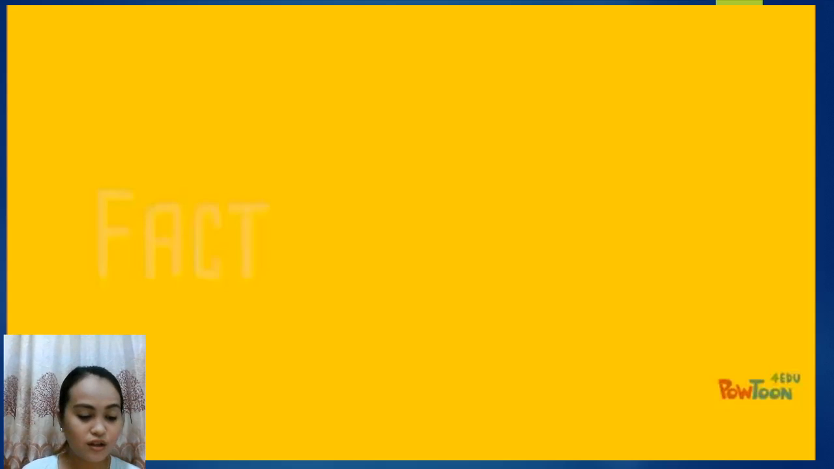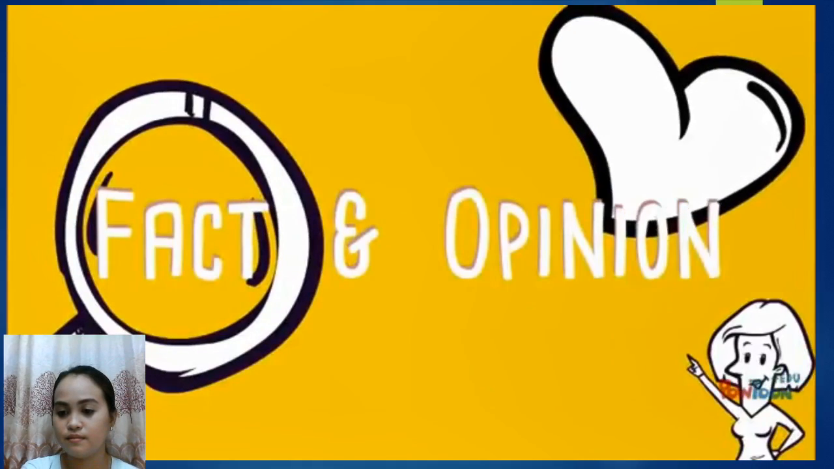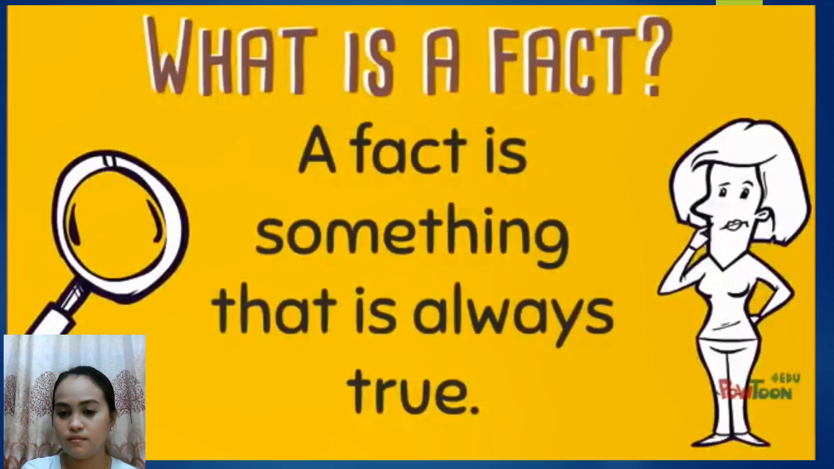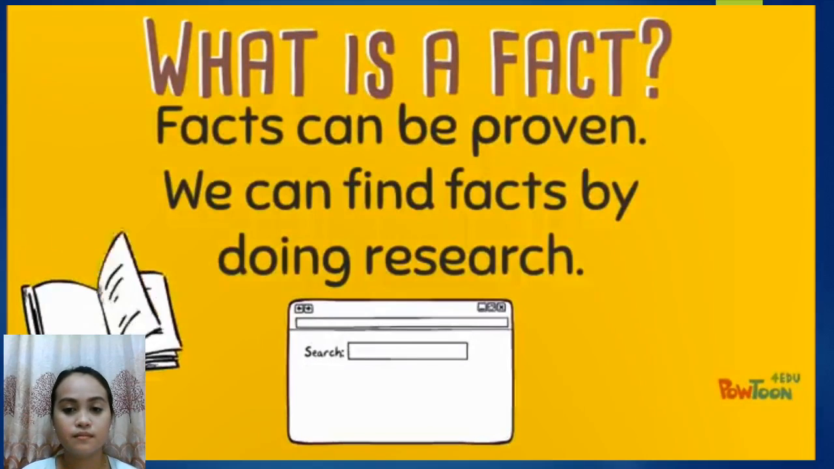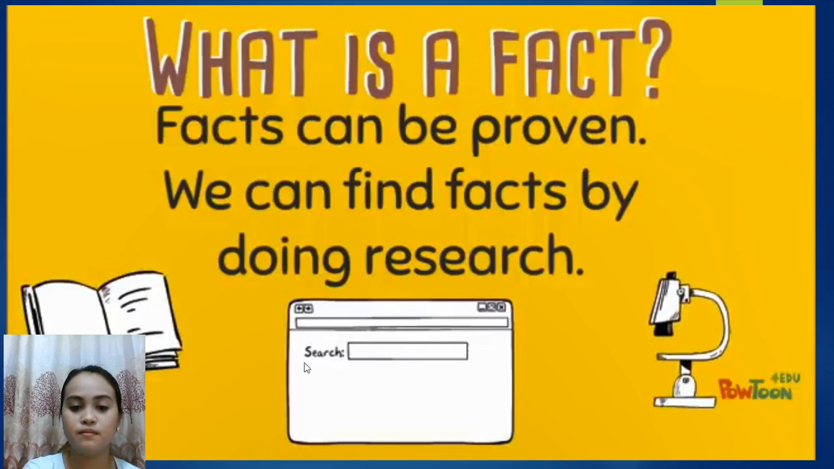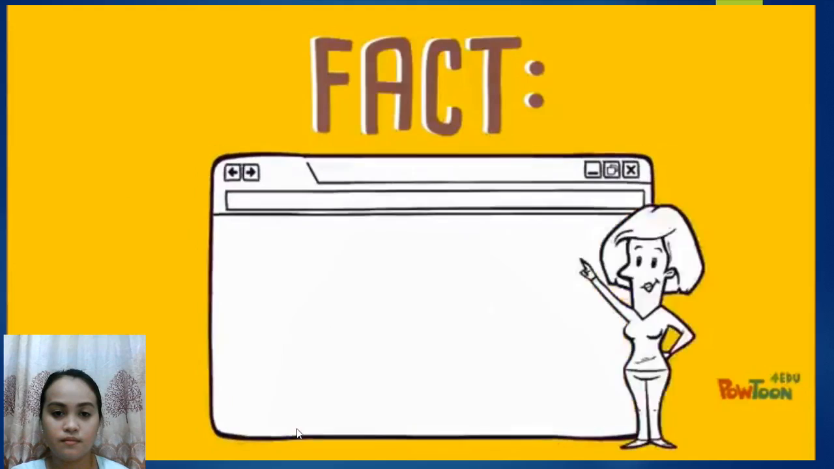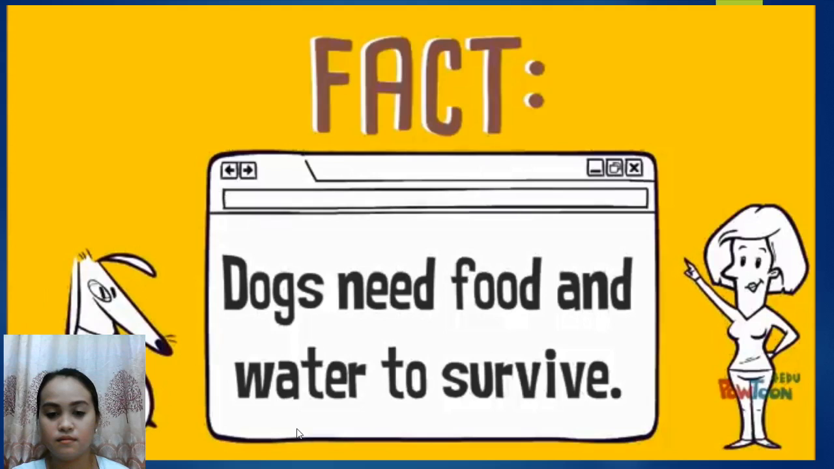Okay. For more understanding about this lesson, facts and opinions, you may watch this video. Fact and opinion. What is a fact? A fact is something that is always true. Facts can be proven. We can find facts by doing research in books, on the internet, or we could even do research of our own. Here's an example of a fact. Dogs need food and water to survive. This is always true. You could find this information in a book or on the internet.